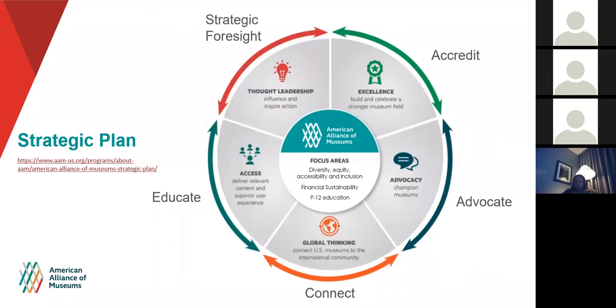Our three focus areas for the current strategic plan, reading from the bottom up: P through 12 education, that would be preschool through 12th grade education; financial sustainability for ourselves as well as for our sector; and diversity, equity, accessibility, and inclusion. Each of these focus areas is run through each of the 5 pillars.